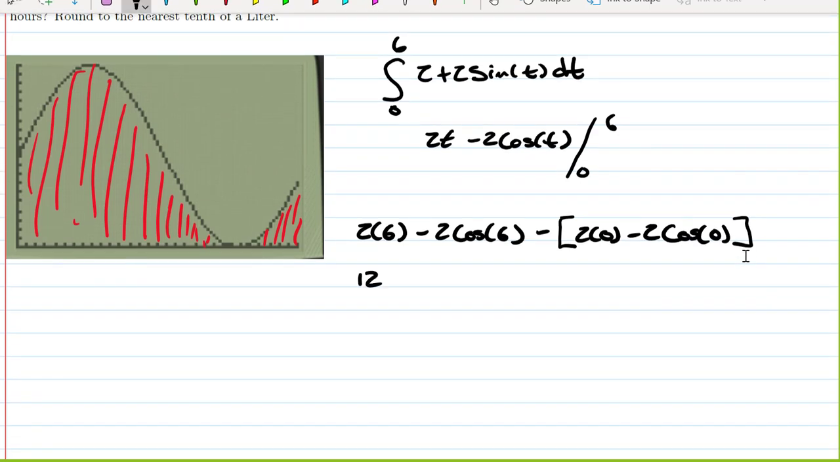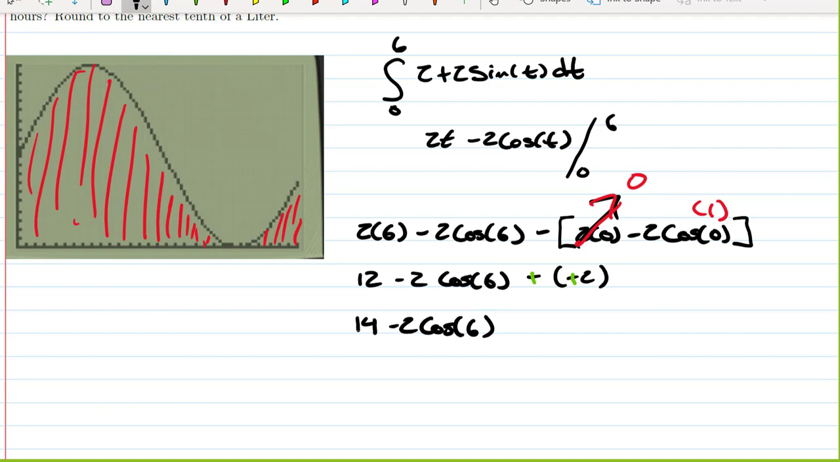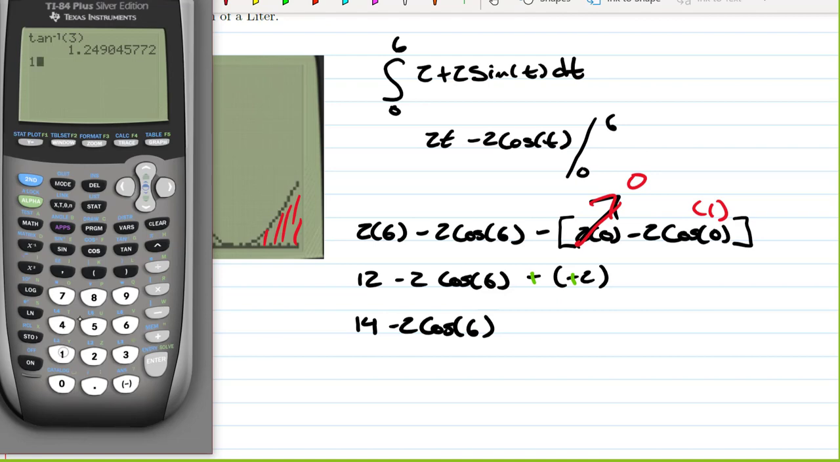And we start simplifying, so we have 12 minus 2 cosine 6. Anything times 0 is 0, so this guy is going to be 0. And the cosine of 0 is 1, so we get minus, and then 1 times negative 2 is negative 2. So minus a minus makes that plus positive. So then we end up with 14 minus 2 times the cosine of 6. And if we want an approximation of that, we would go 14 minus 2 times the cosine of 6, and we get about 12.08, if we round to two decimal places, liters.